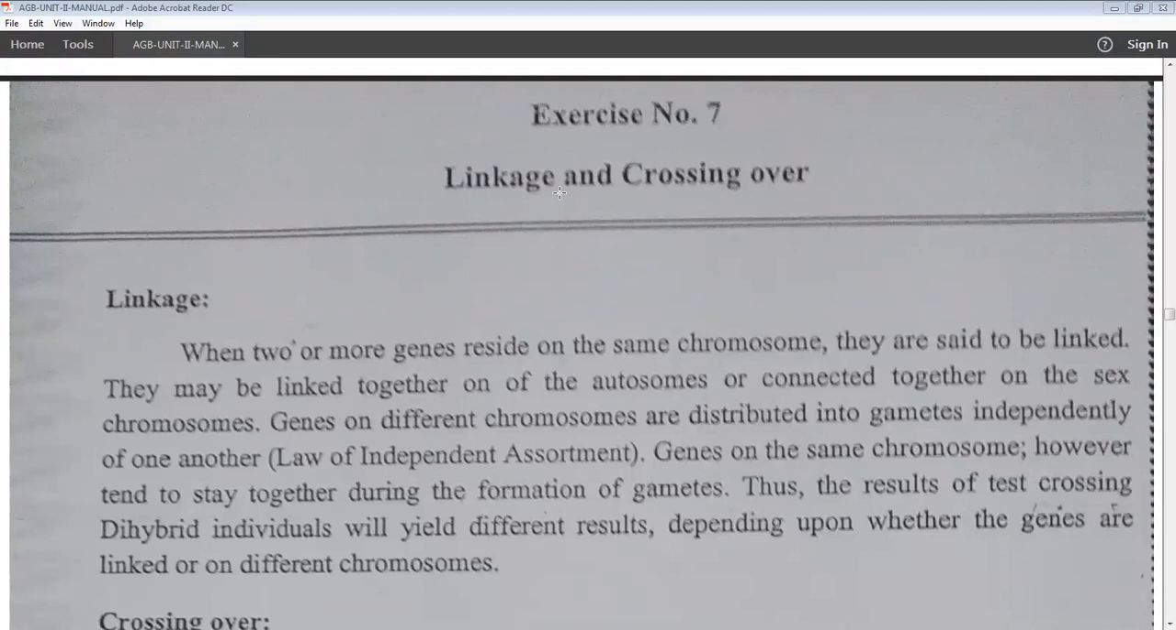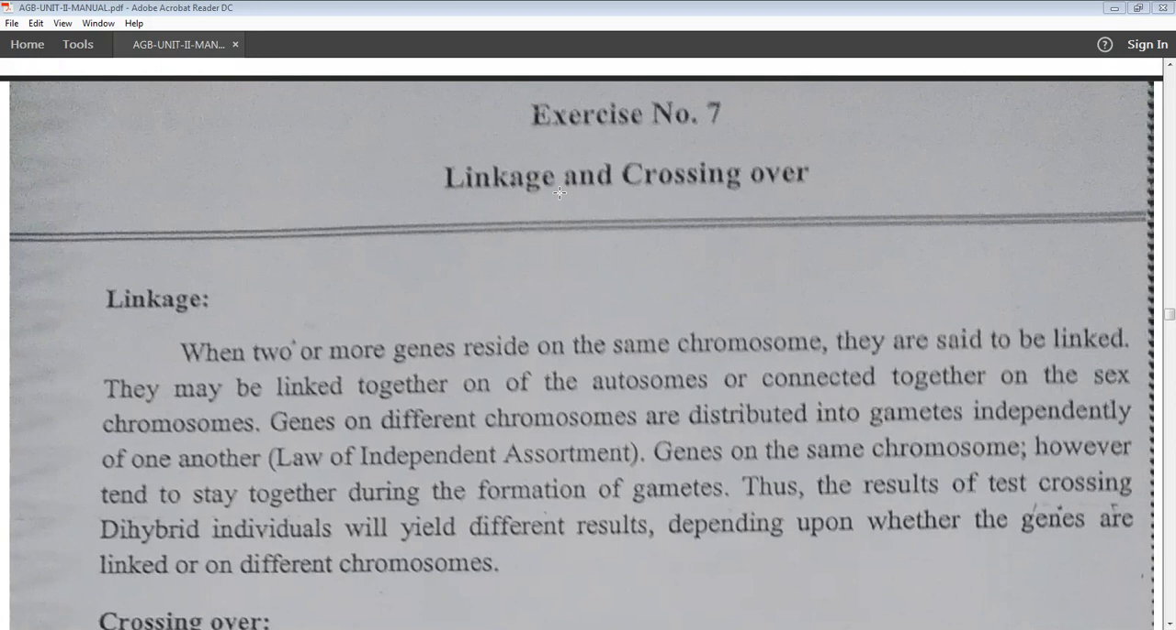In our last practical class, we had covered the sex-linked inheritance and other numericals related to that. And today we will move forward with our exercise number 7, that is linkage and crossing over.